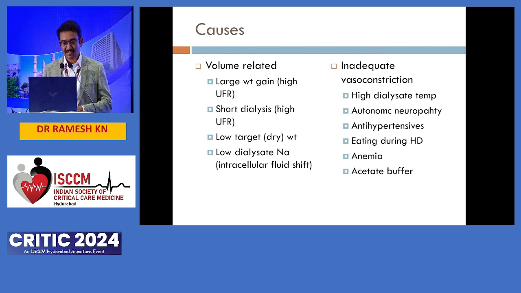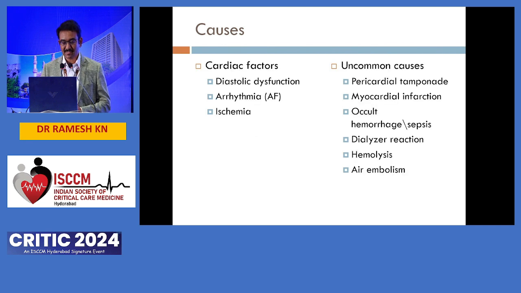So these are all the various causes which we learned till now. The volume-related ones: intradialytic weight gain, shorter dialysis, higher ultrafiltration rate, and targeting a higher dry weight, and low dialysate sodium, which we will be discussing later. And vasodilation because of autonomic neuropathy, and temperature fluctuations, which we will be discussing. When we are using acetate as a buffer, that also leads to vasodilation.